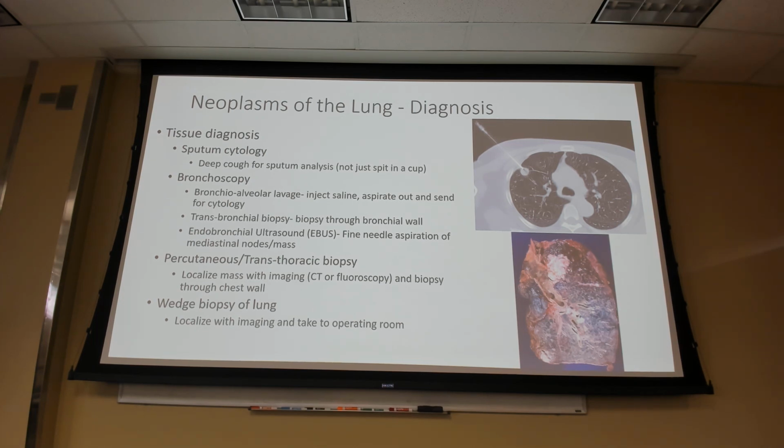And then we can have a percutaneous or transthoracic biopsy, and a lot of that's going to be based on what our CT findings are and where the location is on which one we're going to do. And then you can do a wedge biopsy, which is done in the operating room, and you're taking a large portion of the lung. So that's typically one of our more invasive options. So we typically try for the other ones first before we go to that wedge biopsy.